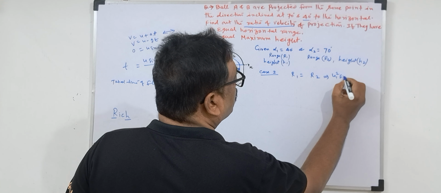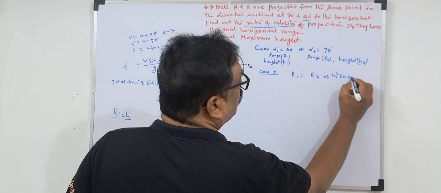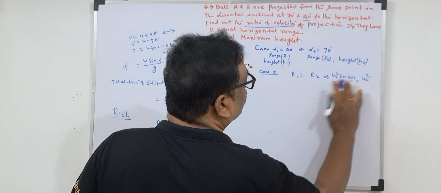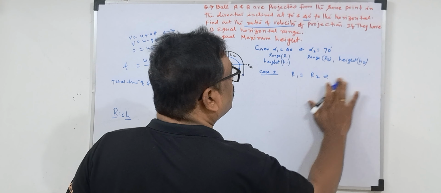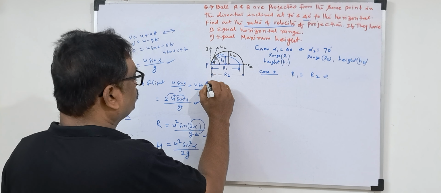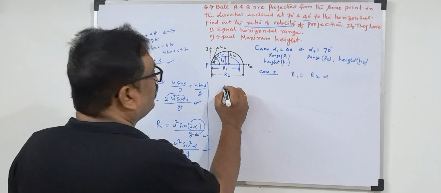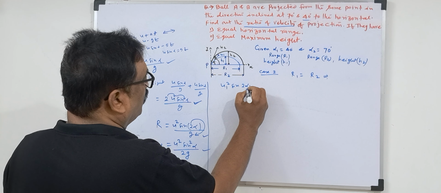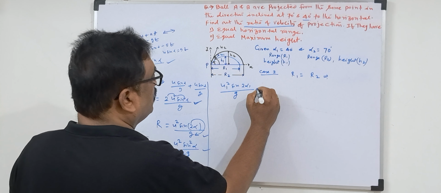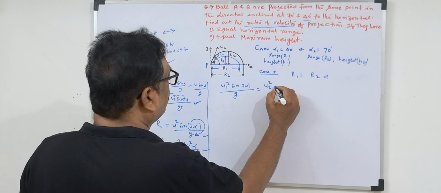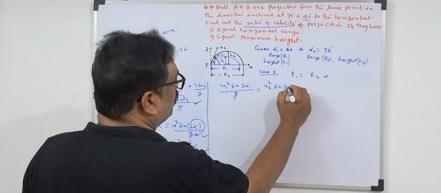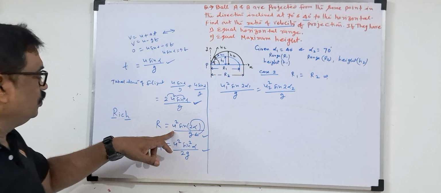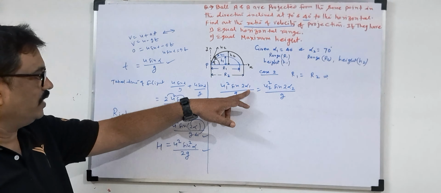u1 square sin 2 alpha 1 by g is equal to u2 square sin 2 alpha 2 by g.